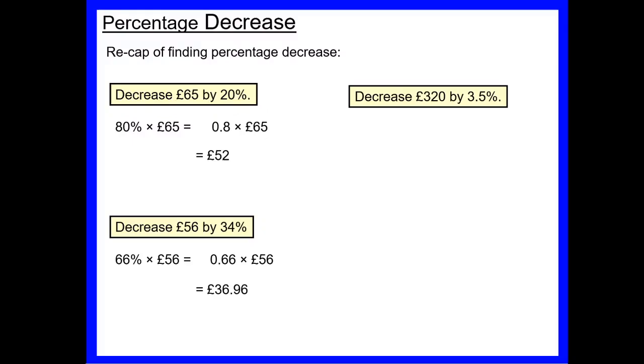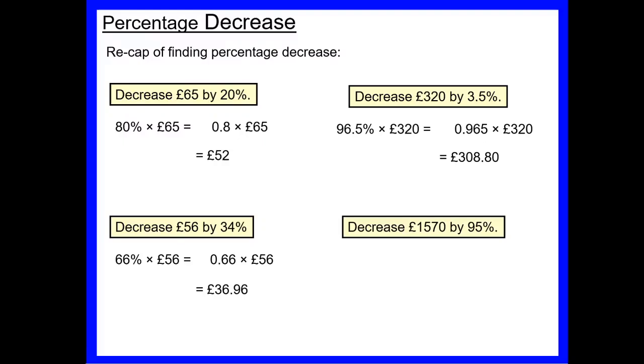We're now going to decrease £320 by 3.5%. Again, we started with 100%, so we've got to now take off the 3.5%. That means we're only finding 96.5%. Again, let's turn that percentage into a decimal multiplier. So although it has a decimal point in it at the moment, it is still not a decimal. Divide it by 100 gives us 0.965 times 320, which is £308.80.